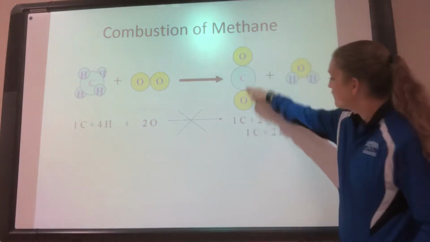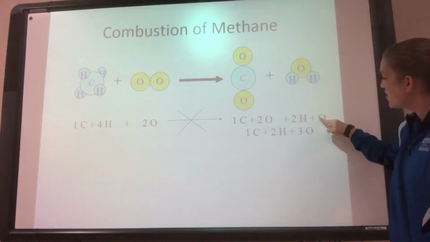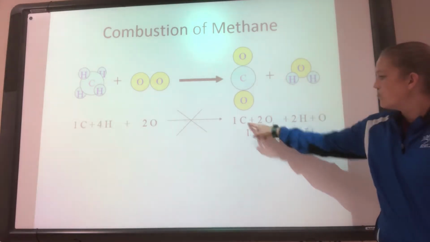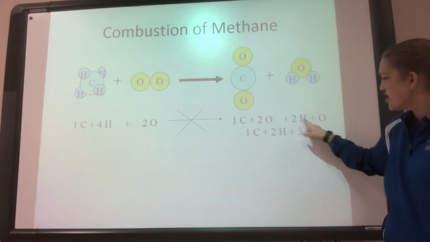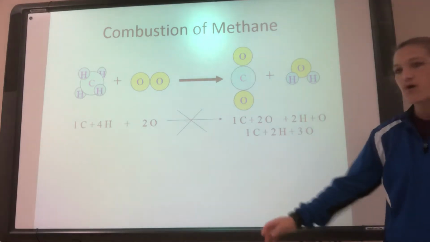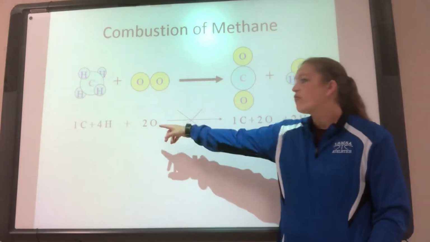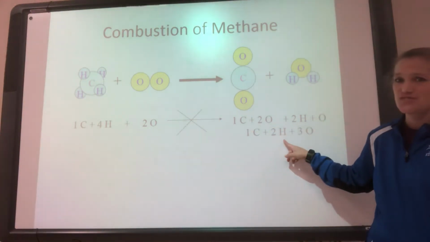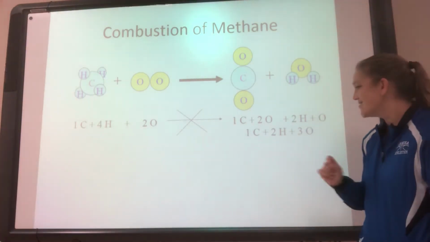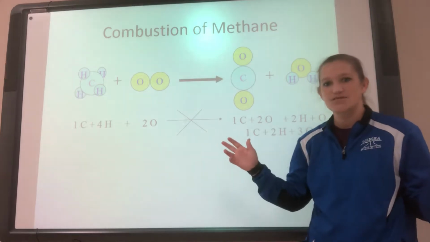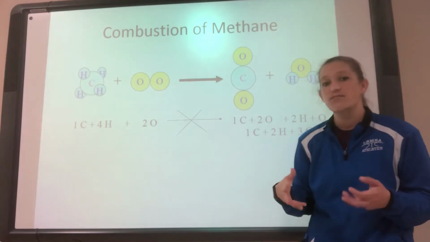Over here I have 1 carbon, 2 oxygens, 2 hydrogens, and another oxygen. If I add that up, 1 carbon, 2 oxygens from here, and 1 from here gives me 3 oxygens, and then 2 hydrogens. Now, here's the problem. I had 1 carbon here, 1 carbon here. That's okay. I had 4 hydrogens here, but I only have 2 hydrogens here. And then I had 2 oxygens and 3. So it's saying that I just magically lost some hydrogens, and it's also saying that I just magically made some oxygens.